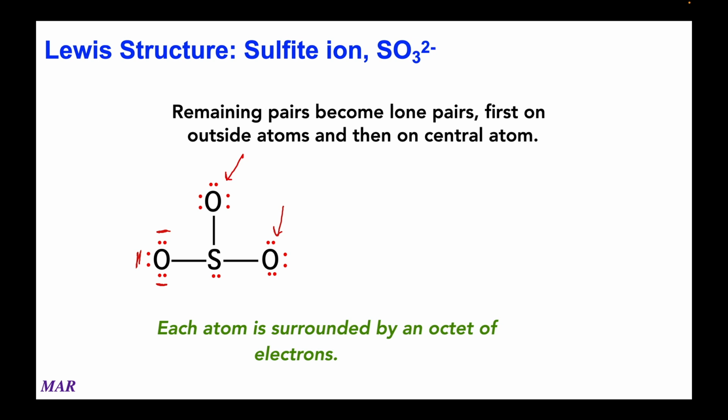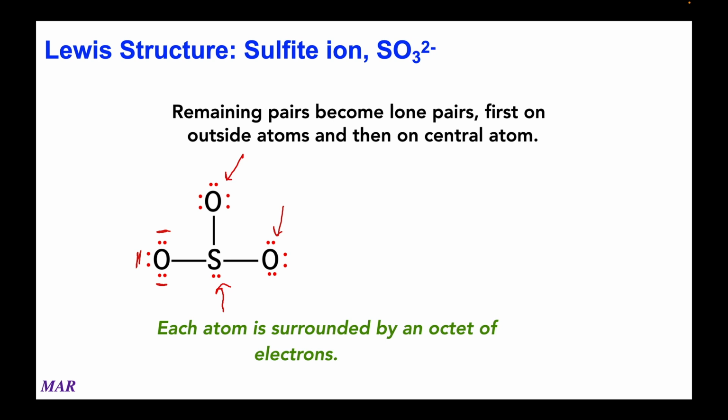But we do have 1 pair left over, and if you have any left over, they go on the central atom. So even sulfur gets a lone pair, and that makes sulfur happy because sulfur has 3 bonding pairs to oxygen and 1 lone pair. That's an octet. So everything here is totally happy. And so this is the Lewis structure for sulfite.